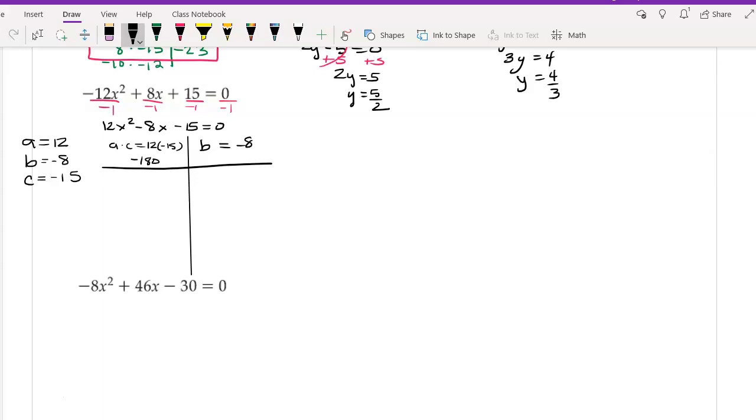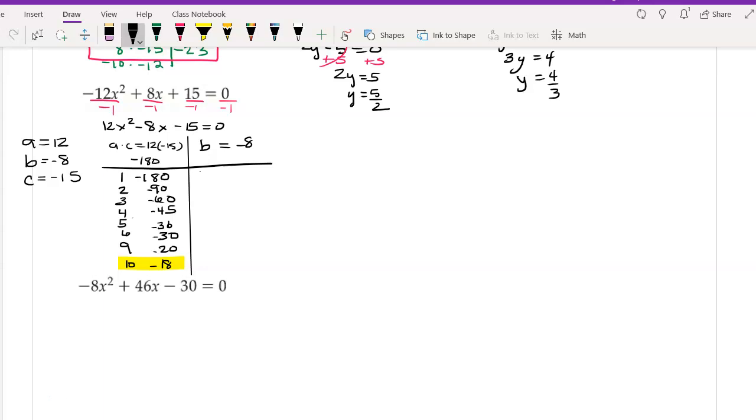So what we'll do is we'll just list 1 and 180, 2 and 90, 3 and 60, 4 and 45, 5 and 36, 6 and 30, 7 doesn't work, 8 doesn't work, 9 and 20, 10 and 18, and I could keep going, but what I notice is if I have this 10 and this 18, we know that my larger number is going to be the negative one. So all these are the negatives.